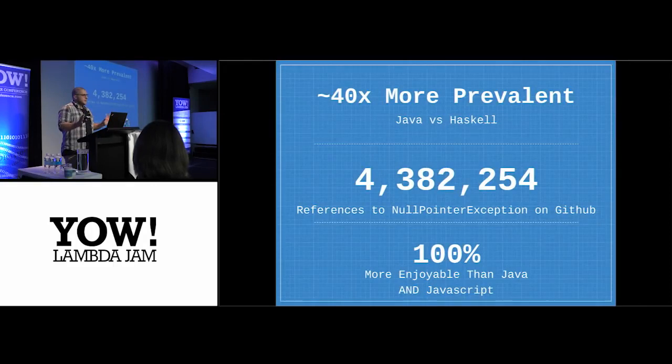From a completely scientific survey, and totally not just the Stack Overflow developer survey numbers, Java looked to be at least 40 times more prevalent in industry than Haskell, probably way more. Haskell didn't even make it onto the most used list, so this is just a guess at the numbers. Every Java code base has problems that were solved decades ago. So the number of null pointer exceptions on GitHub is a huge number. There's no reason for us to be writing code like that.